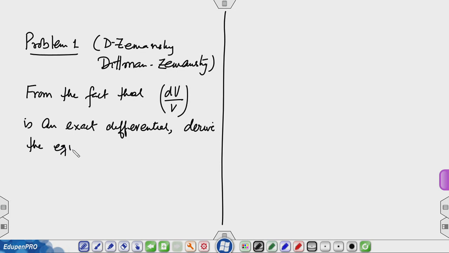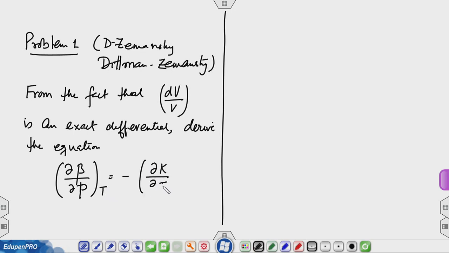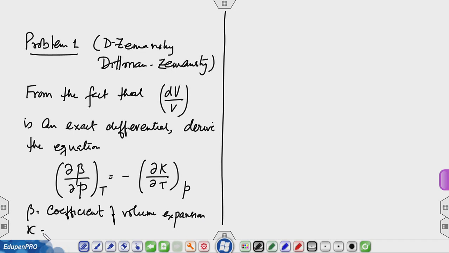the equation dβ/dP at constant temperature is equal to minus dκ/dT at constant pressure, where beta is the coefficient of volume expansion and kappa is the compressibility.